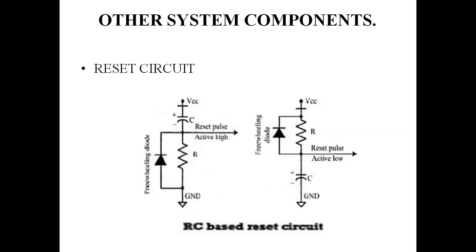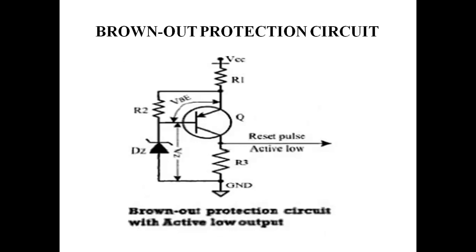In other system components, first we're going to see the reset circuit. The reset circuit is of two types: one is active high and the other is active low. The reset signal is active high when the processor undergoes reset when the reset pin of the processor is at logic high. When the logic is high, this makes the circuit reset. Active low resets the circuit when the logic is low. So this is what the reset circuit is. Next we're going to see the brownout protection circuit.